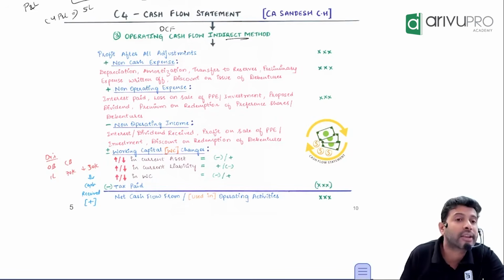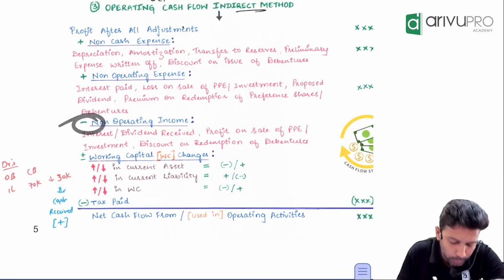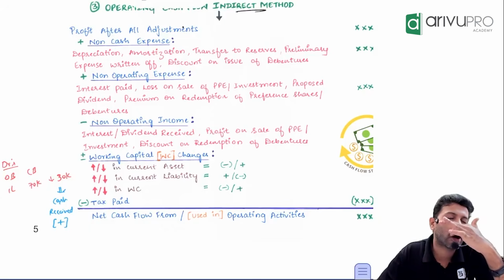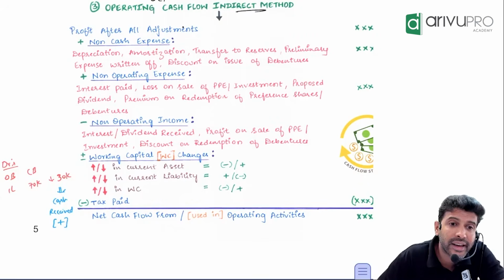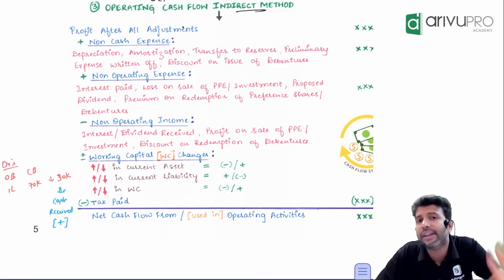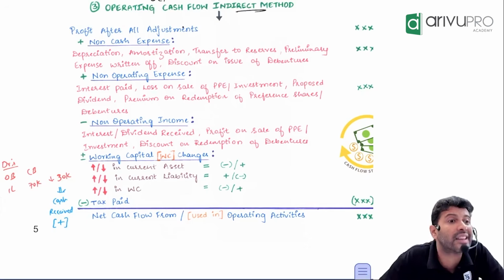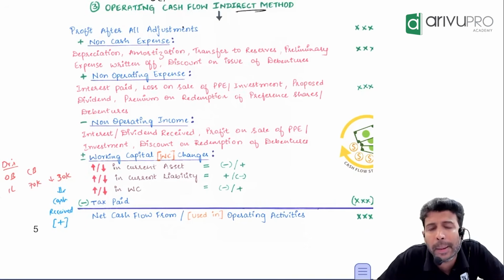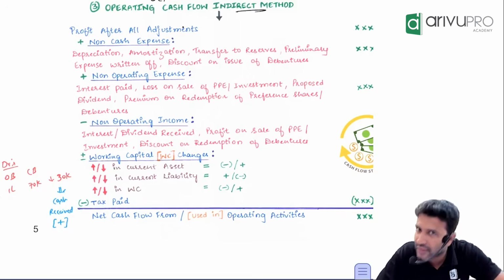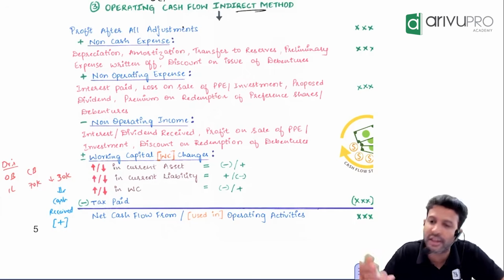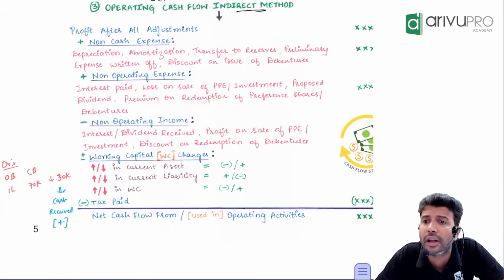Okay, this is done. Next, the third one. What is the third adjustment? If they have any non-operating income, you'll have to minus. Certain examples of non-operating income could be interest received, dividend received. Dividend received is what activity? Dividend received, not dividend paid. Investing activity. Why? Because you will receive the dividend on your investments. If investments are investing activity, the interest received or dividend received is also investing activity. But interest received, dividend received is an income.